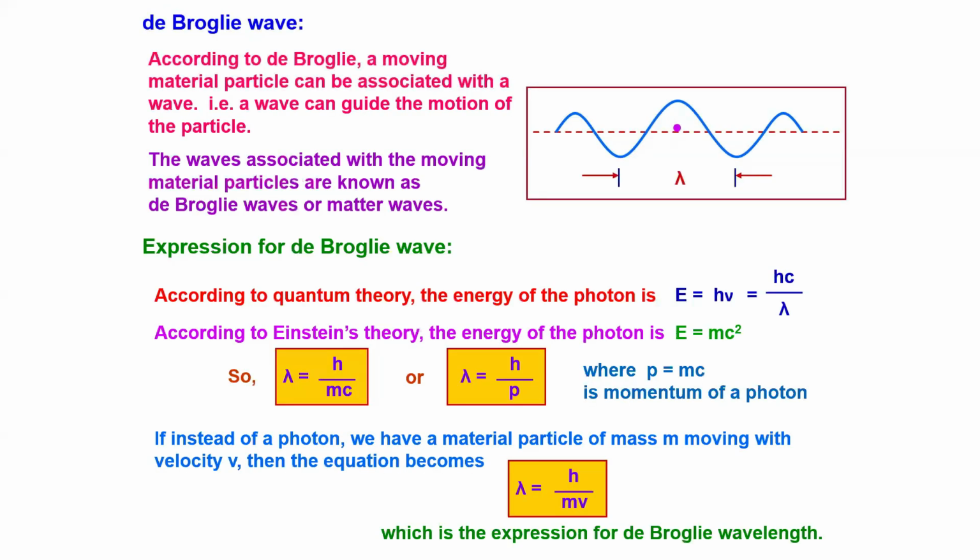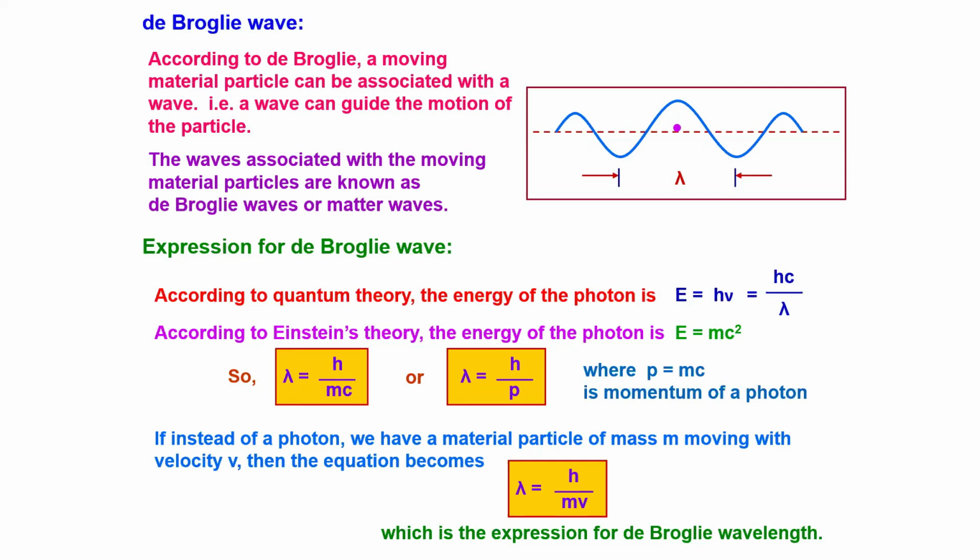Now, the next one is about the de Broglie wavelength. According to de Broglie, a moving material particle can be associated with a wave, which means a wave can guide the motion of a particle. The waves associated with moving material particles are known as de Broglie waves or matter waves.